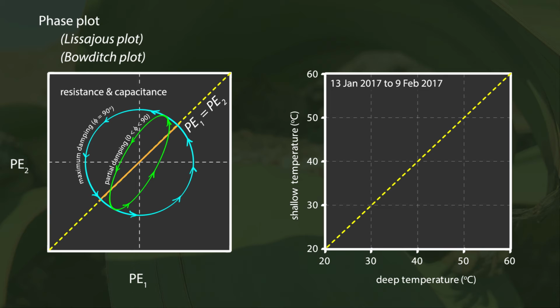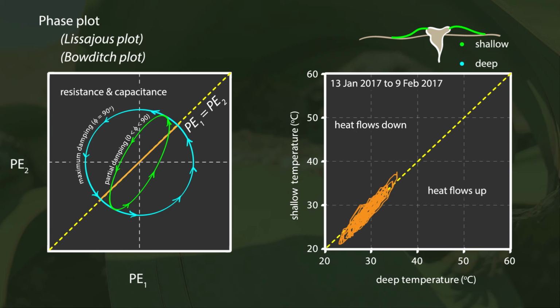So, for example, all points up and to the left of the line of equality indicate heat flowing down. Below the line of equality, heat flows upward in the soil. Take a moment to convince yourself of this. Here's the Welwitschia cartoon again to help us keep things straight. Let's take the temperatures under the leaf first.